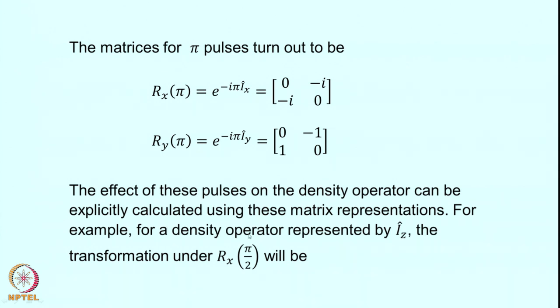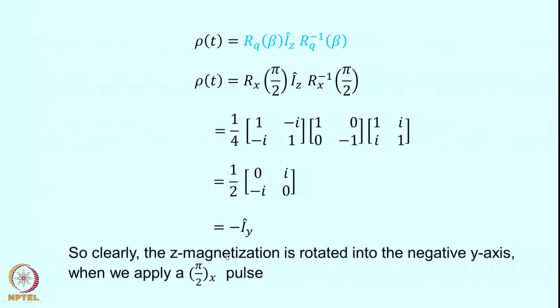So, for example, for a density operator represented by Iz, this is the easiest example to take. We take the equilibrium density operator represented by Iz, and we will calculate what is the effect of Rx pi by 2, is it actually a rotation? Now, we will actually demonstrate that this pulse does make a rotation, okay. How do we show that?